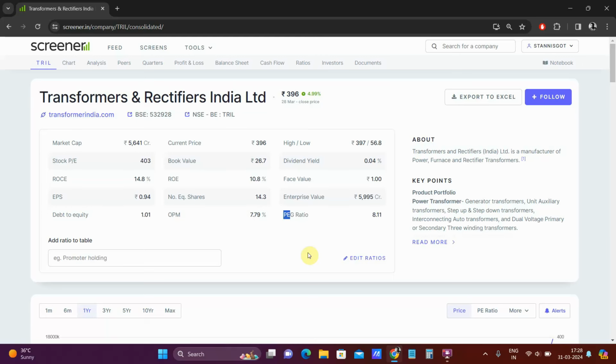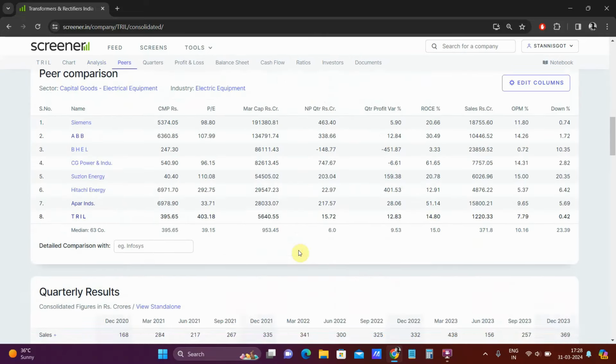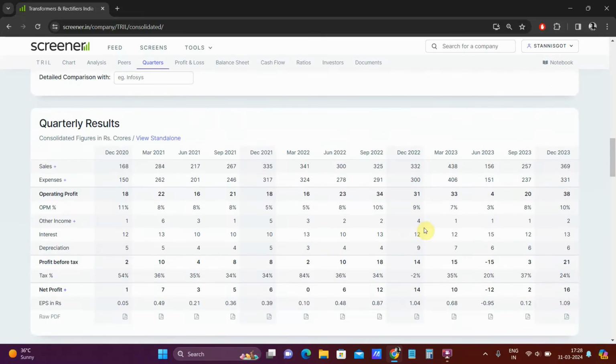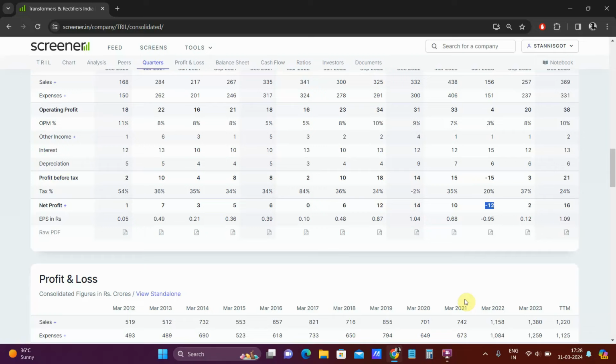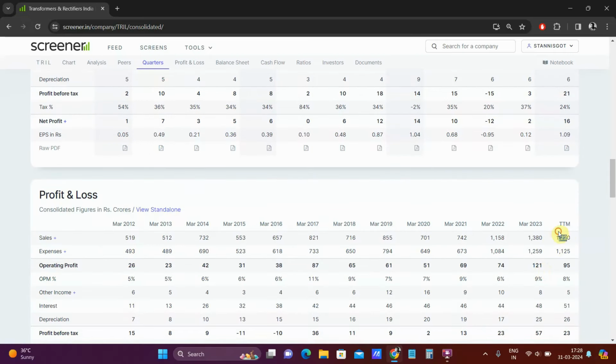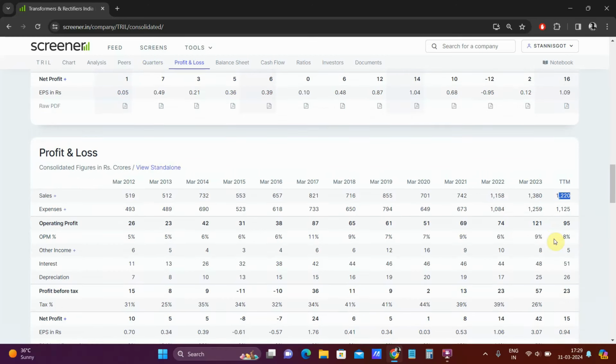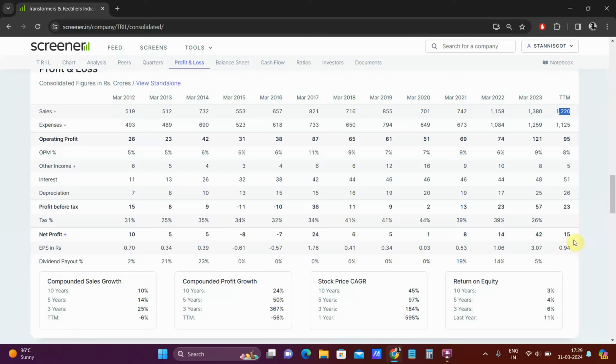So first one is something like transformers and rectifiers. If you look at the company in the last few years, it has done okay. There is no real growth in earnings. Like December 22 was 14 crores, December 23, 16 crores, right? But in between you had a loss quarter as well, so very haphazard kind of numbers. And also the TTM, TTM is trailing 12 months. If you look at that, that is kind of degrowing from the previous year, right? So a company that has been degrowing, its net profits have fallen from 42 crores to 15 crores, right?